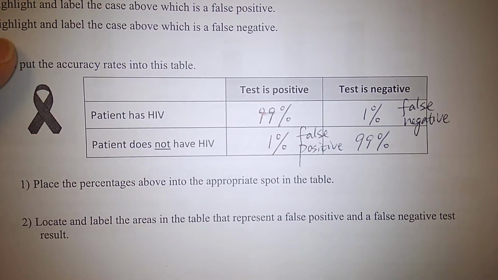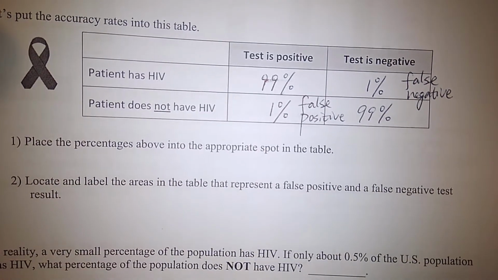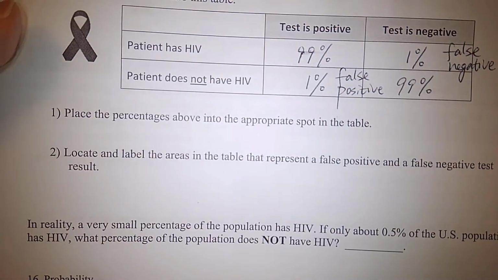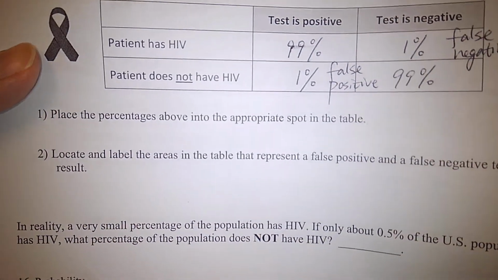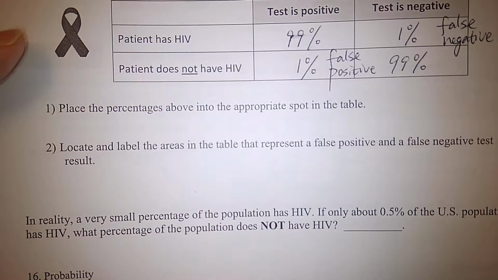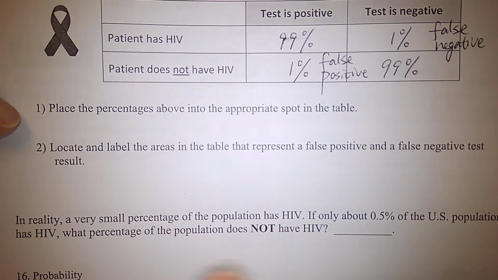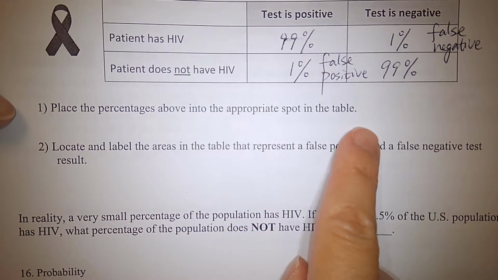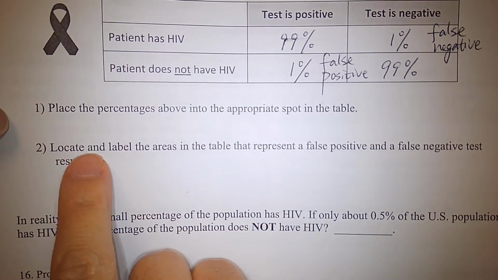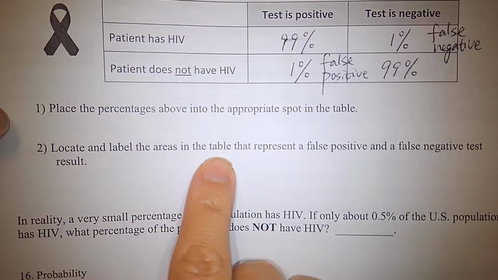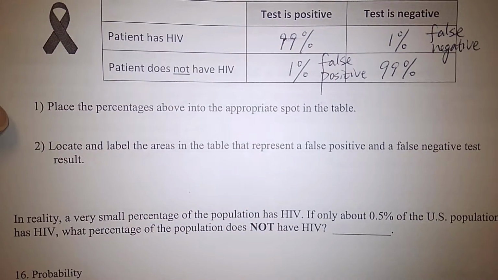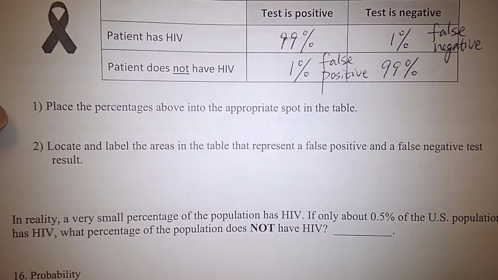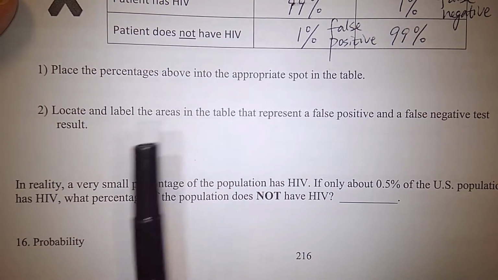Okay, now let's go look at all of these questions, starting with the HIV question. Question 1, place the percentage above, we did that. Locate the area in the table that represents false positive and false negative, we did that already. Now, let's start from here.